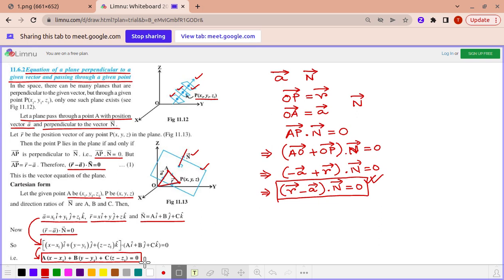Now, one piece of information I said a minute back, but I am repeating once more. Whenever you see an equation of a plane described in the Cartesian form like this, one thing you are sure of is that the plane is passing through the point x1, y1, z1, and also you can consider the direction ratios of the normal to the plane to be capital A, capital B, capital C. I hope it is clear how to derive the equation of a plane perpendicular to a given vector and passing through a given point.